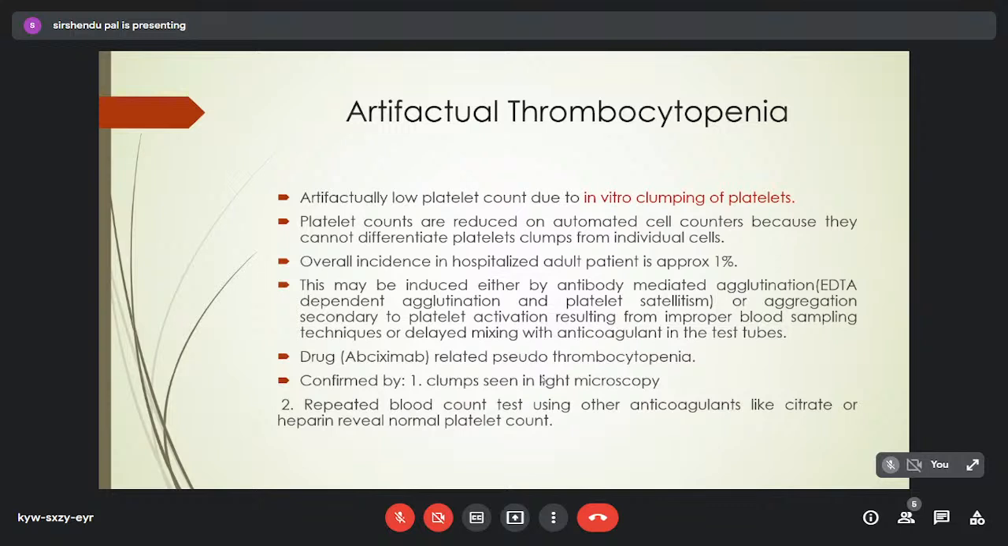This may be either due to antibody-mediated agglutination, as seen in case of EDTA-dependent agglutination and platelet satellitism, or due to aggregation secondary to platelet activation resulting from improper blood sampling techniques or delayed mixing with the anticoagulants. Artifactual thrombocytopenia is always confirmed by peripheral blood smear examination, which shows platelet clumps, and we should go for a repeat blood count test with other anticoagulants like citrate or heparin, which will reveal normal platelet count.